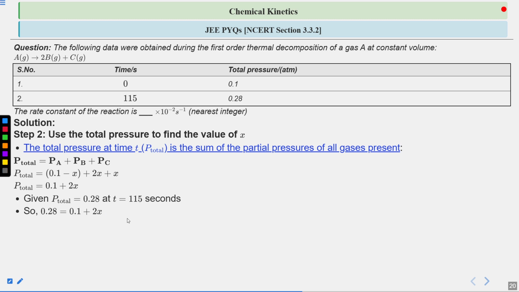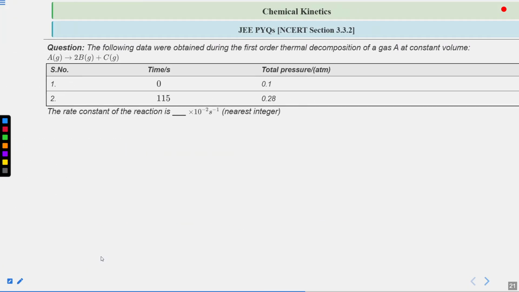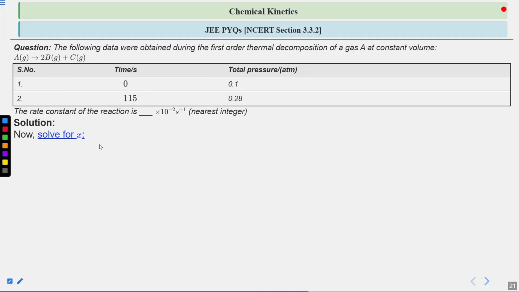Now the only variable remaining in this equation is X. So we are now going to solve for X. So 2X is equal to 0.28 minus 0.1, that is 2X equals 0.18. Basically we are solving for X. So 2X is coming out from this difference. 2X is equal to 0.18. X from here is going to be equal to 0.18 divided by 2. That means X is equal to 0.09.